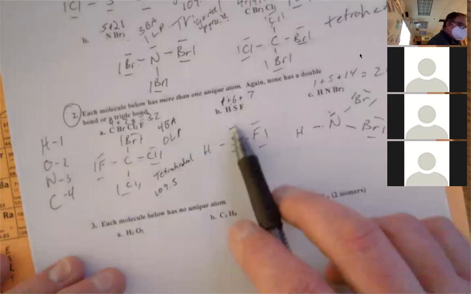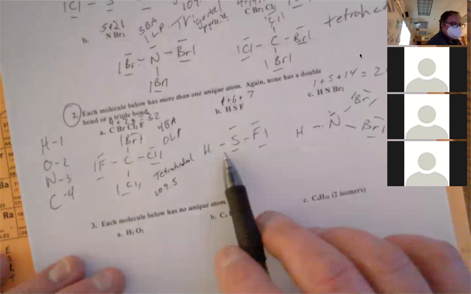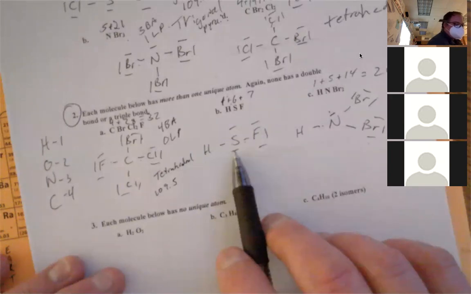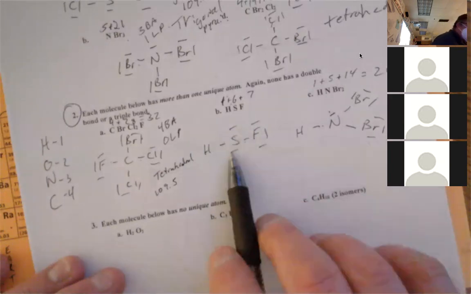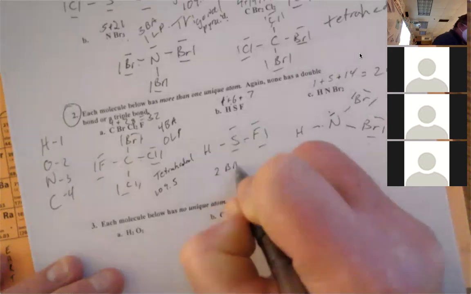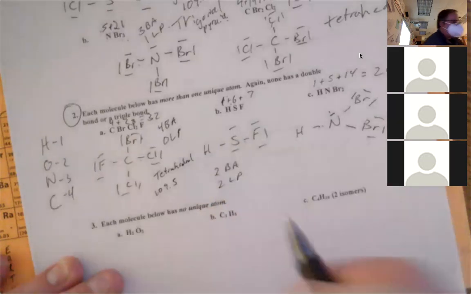No, not one lone pair. 2 lone pairs. Remember that each of these is a lone pair. So 1 lone pair, 2 lone pairs. So 2 bonded atoms and 2 lone pairs. Anybody give me the shape of that?